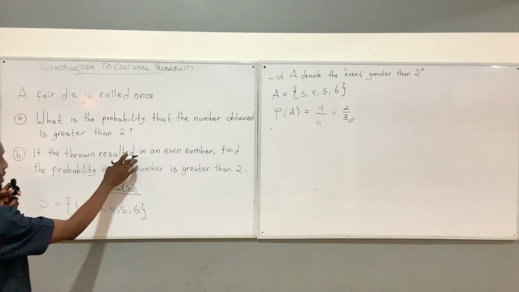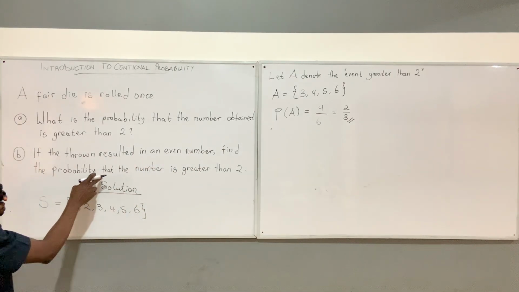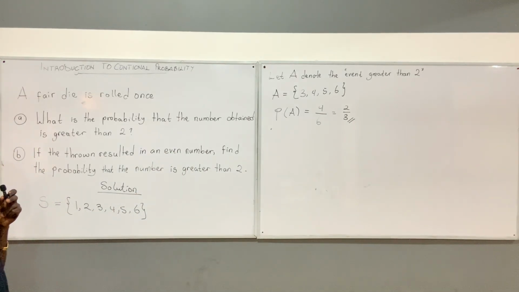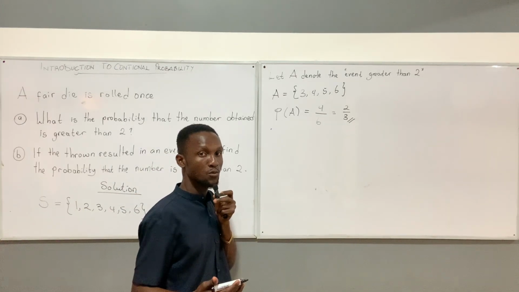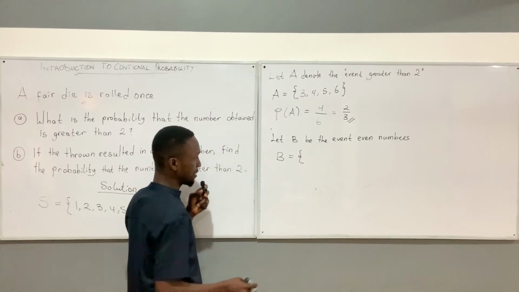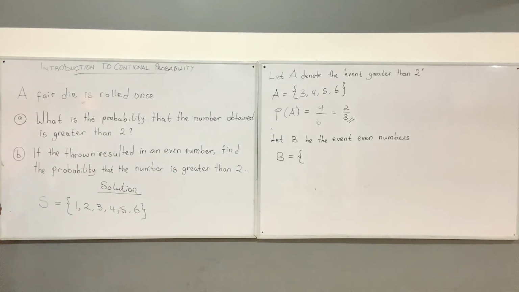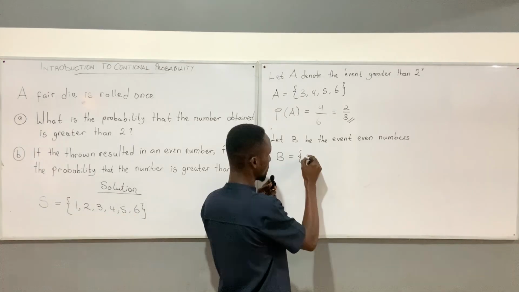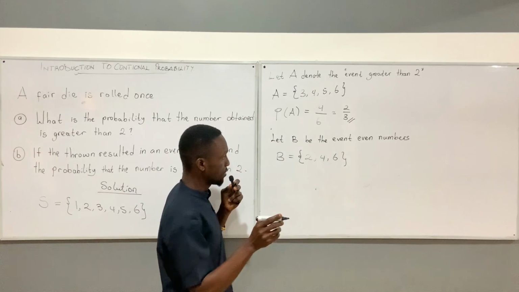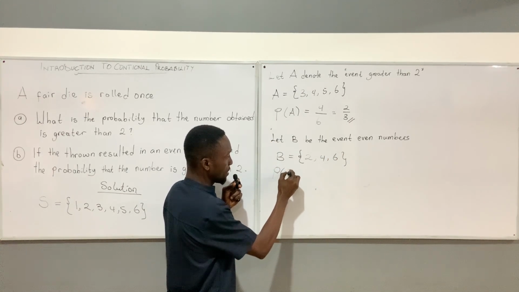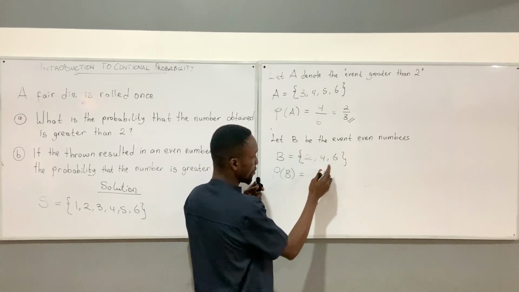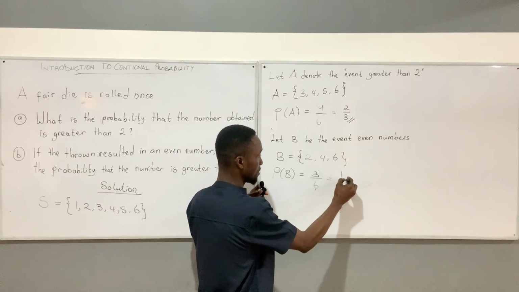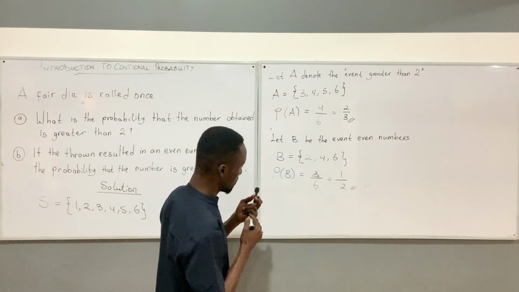If the throw resulted in an even number, find the probability that the number is greater than 2. So now we need to find the event even numbers. Let B represent the event even numbers. What are the even numbers? Numbers that are divisible by 2. So we have 2, 4, and 6. Now we will find the probability of event B, which gives us 1, 2, 3, dividing our sample space, which is 6 numbers. This result gives us 1 out of 2. We are not done.